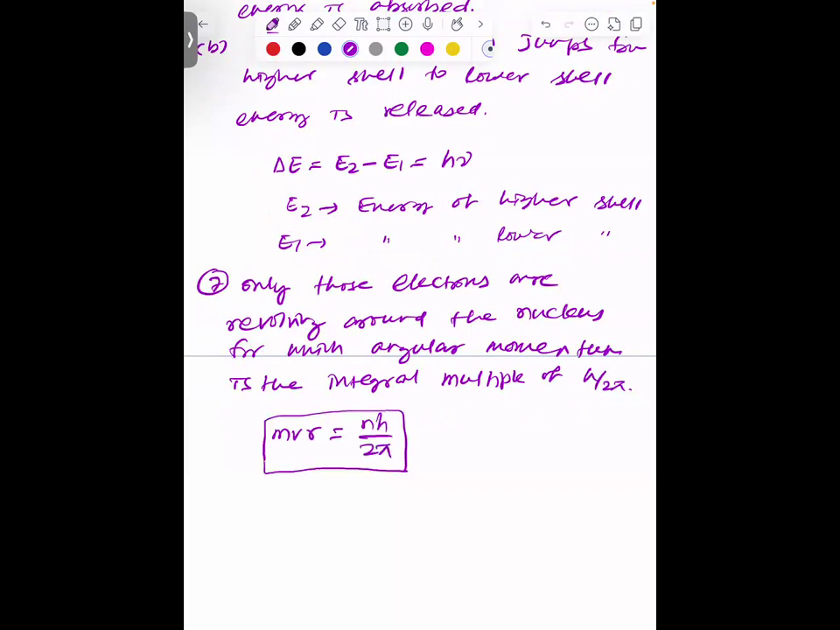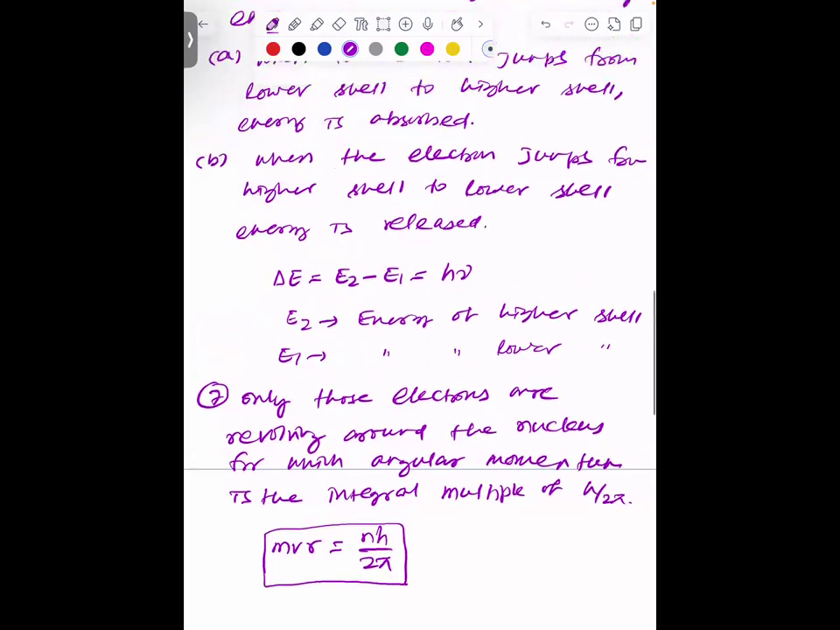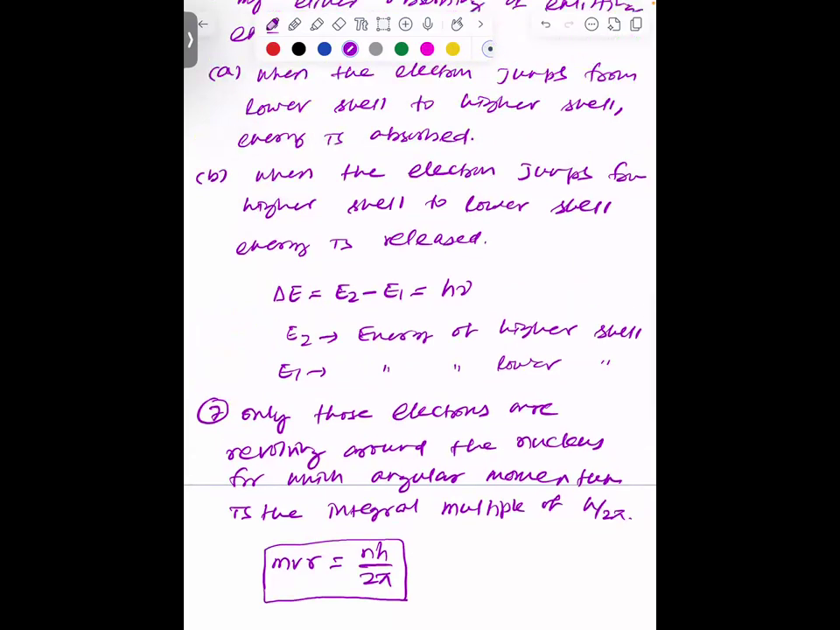So that means according to Bohr's atom model, all the electrons cannot revolve around the nucleus. For an electron to revolve around the nucleus, it must fulfill a specific criteria or condition. So what is that criteria? The angular momentum of the electron must be an integral multiple of h by 2 pi.